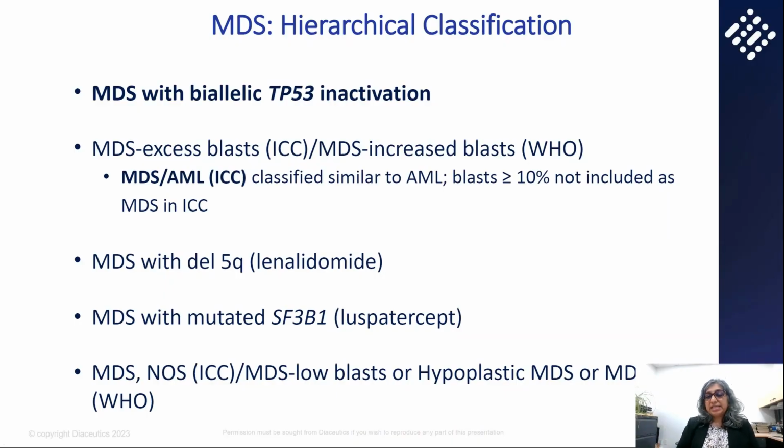The next category is MDS with deletion 5q based on its response to treatment with lenalidomide, followed by MDS with mutated SF3B1, given its response or eligibility of these patients for treatment with luspatercept. And then the last category, MDS NOS by ICC and low blasts or hypoplastic MDS or ring sideroblast, depending on the morphology based on the WHO classification.